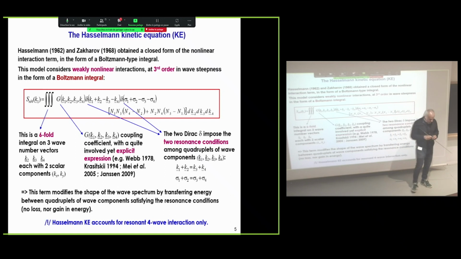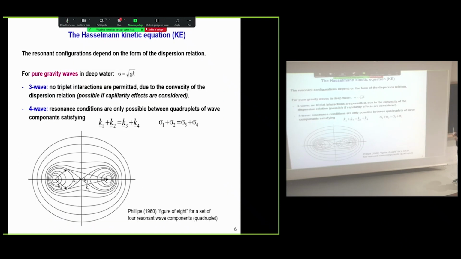So the question I will try to discuss in this presentation is how, in practice, we can evaluate this integral. I will restrict here to deep water waves and pure gravity waves, so I don't consider any surface tension, so that the dispersion relationship reduces to sigma squared equals gk. It can be shown that in this case, for pure gravity waves, three-wave interactions are not permitted. This is due to the shape of the dispersion relationship. The first order at which interactions appear is third order, for this four-wave interaction. And as already mentioned, we have this famous figure of 8, which describes the pattern that each quadruplet configuration may form to fulfill these two resonance conditions.